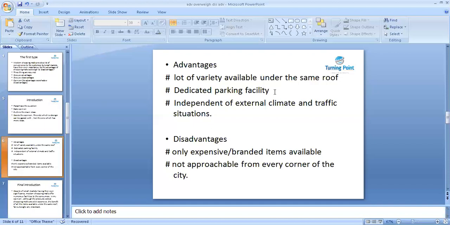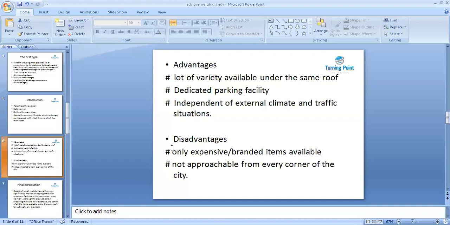So there will be peace of mind for the customers who go to the shopping mall, knowing that their vehicles are absolutely safe. And the third thing is that shopping malls most of the time are indoors and they are independent of the external climate or the traffic situations. So these are the three advantages. Guys, we are just supposed to analyze the advantages. We will not include all three of them. We will pick one of them, and we will pick the one which we can explain in a better way.